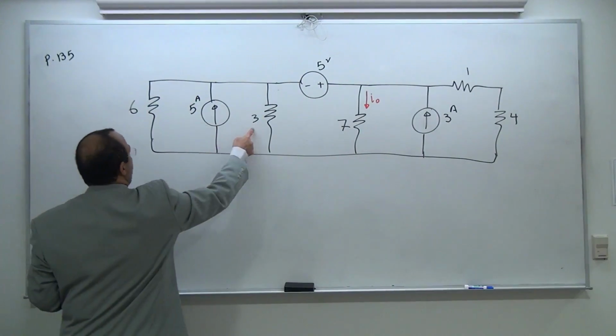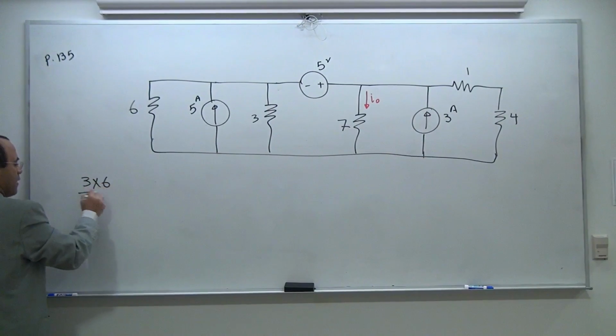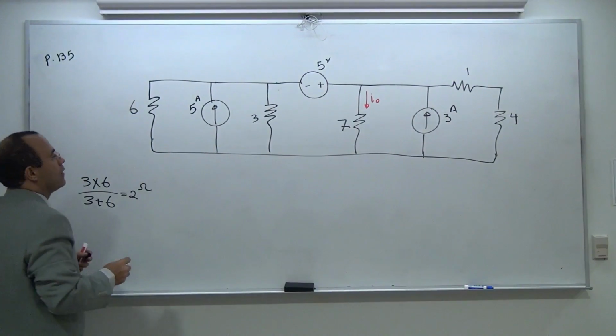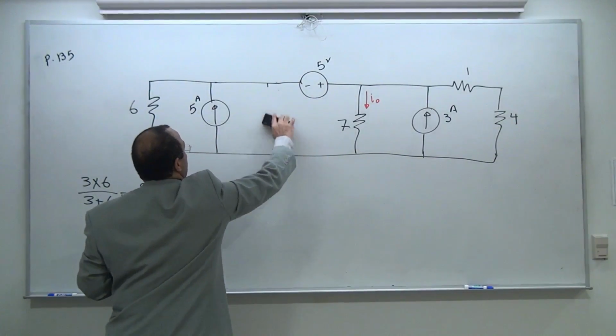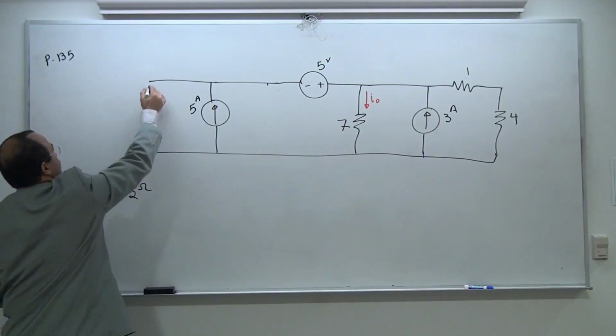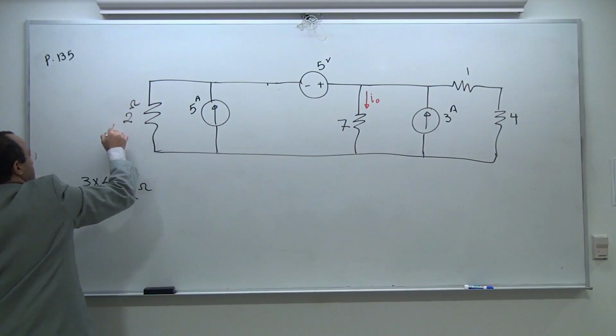So 3 ohm and 6 ohm, only for 2 resistors: 3 times 6 divided by 3 plus 6 is going to be 2 ohm. So I'm going to say this one is in parallel with this one, and I'm going to replace it with one resistor, which is 2 ohm.